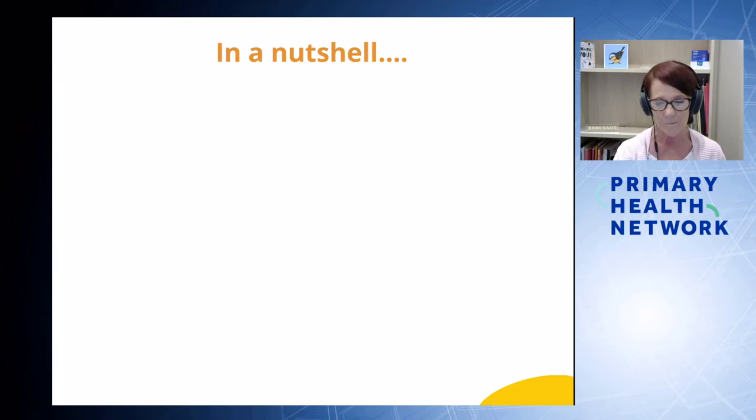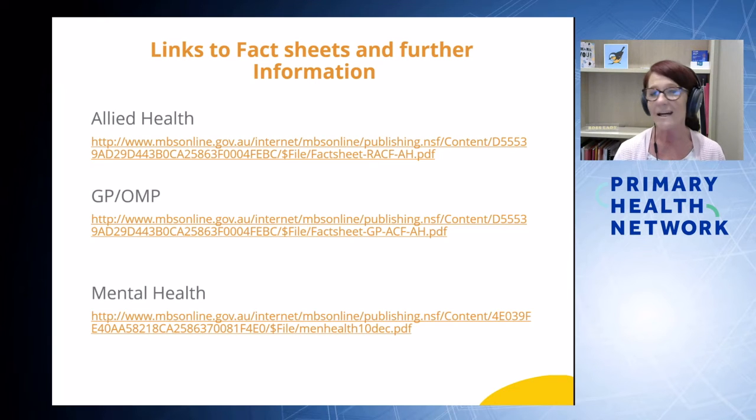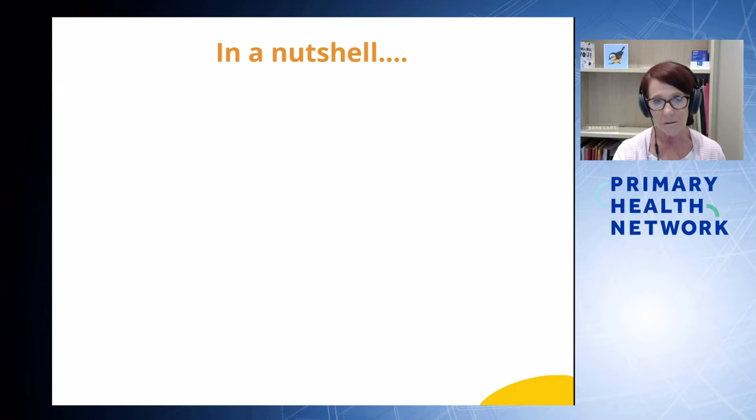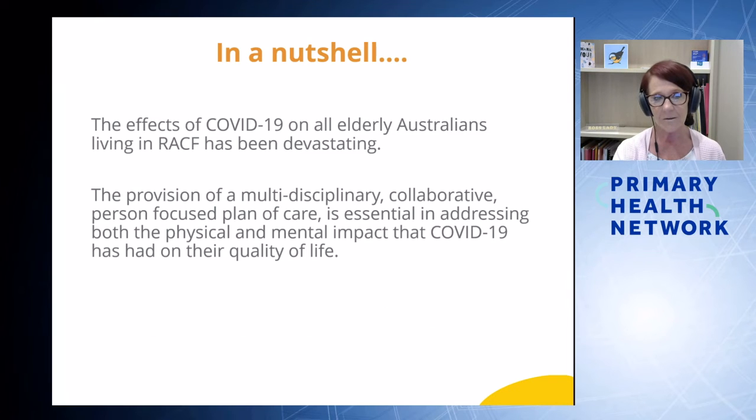I'm sorry, I just missed one there. So finally, I'll just go back one. This is a link to, it's not going to let me go back. This is the link to each of the MBS guidelines that are available to each different area. So please feel free to have a good look at that. It does explain it in much more detail, particularly item numbers, because they can be quite confusing to start with. But in a nutshell, the effects of COVID-19 on our elderly Australians has been nothing short of devastating.